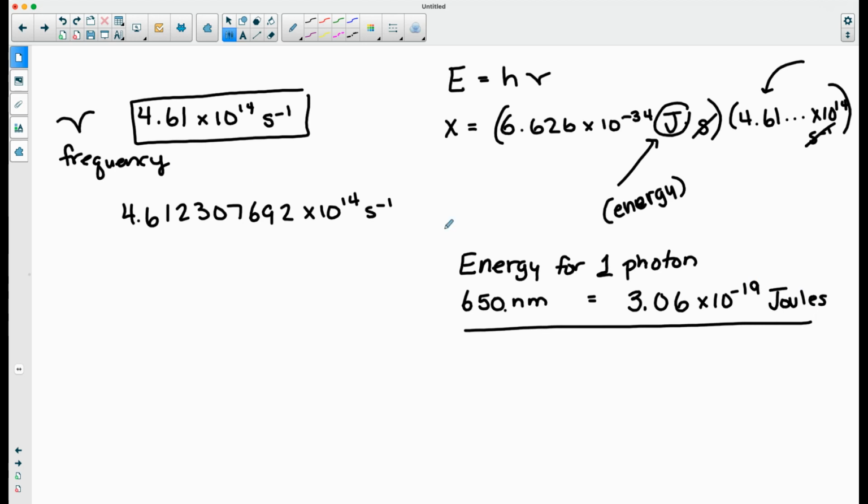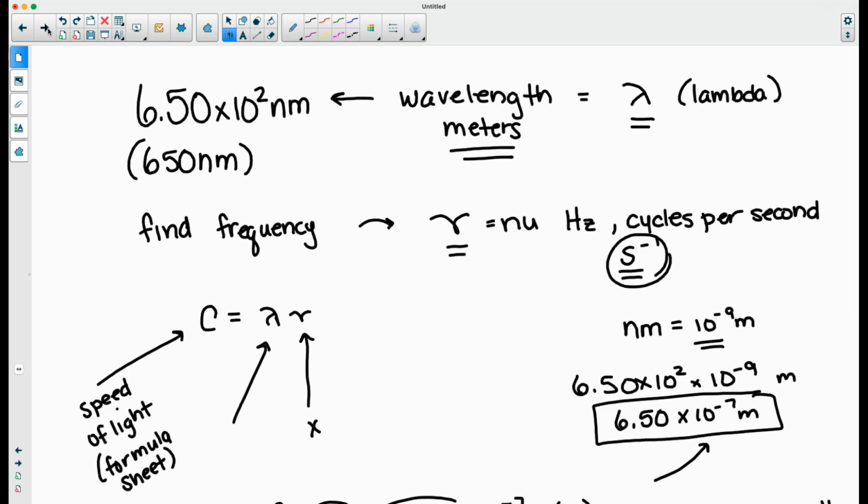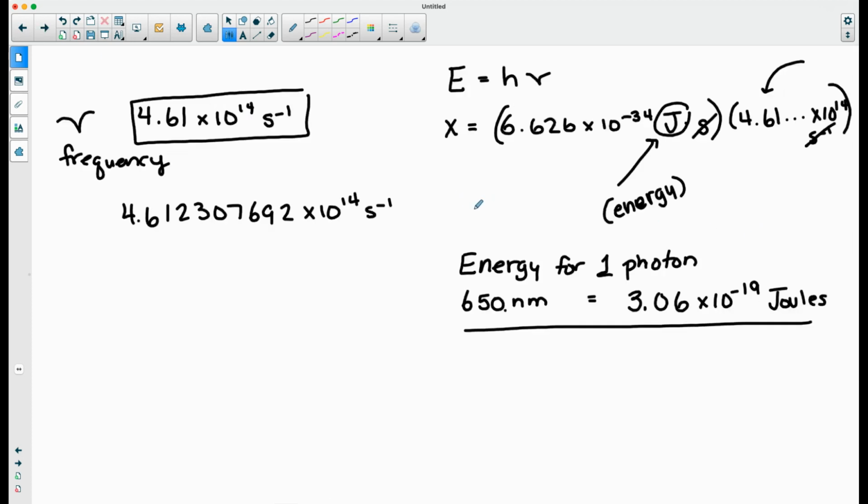So the original problem told us that the wavelength was 650 nanometers. So we put in the 650 nanometers. We used C equals lambda nu, which allows us to find any wavelength on the electromagnetic spectrum. Plug it into this formula with the speed of light to get the frequency.